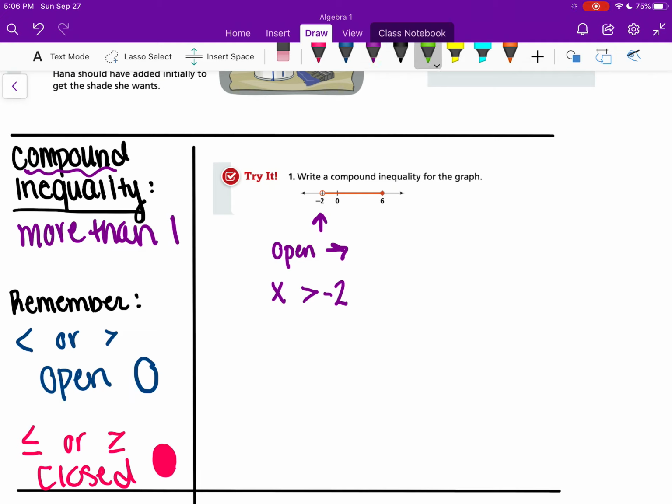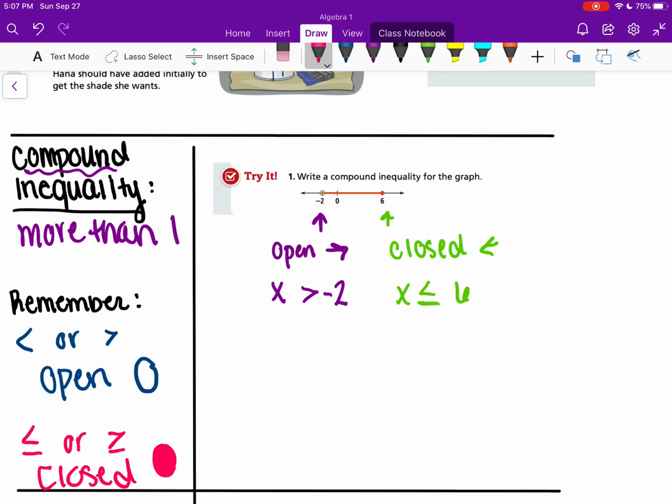Now we're going to do the same thing for the 6. We see that we have a closed circle and we are shaded to the left. To the left of 6, the numbers are getting smaller. So we would say x is less than, and since it's closed, it's actually less than or equal to 6. So we have written two inequalities, and that means we have more than one, so we can write this as a compound inequality.